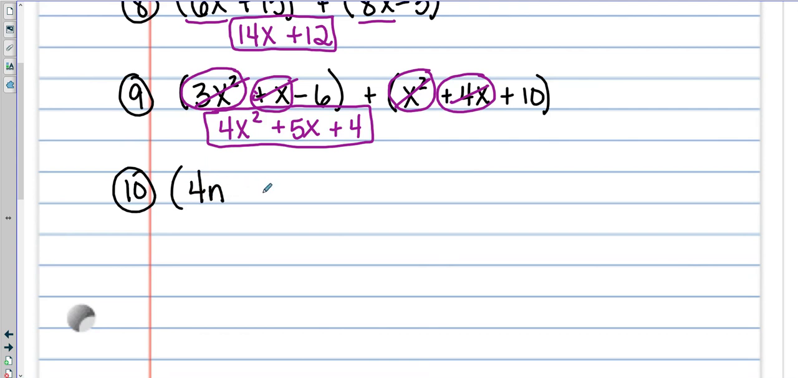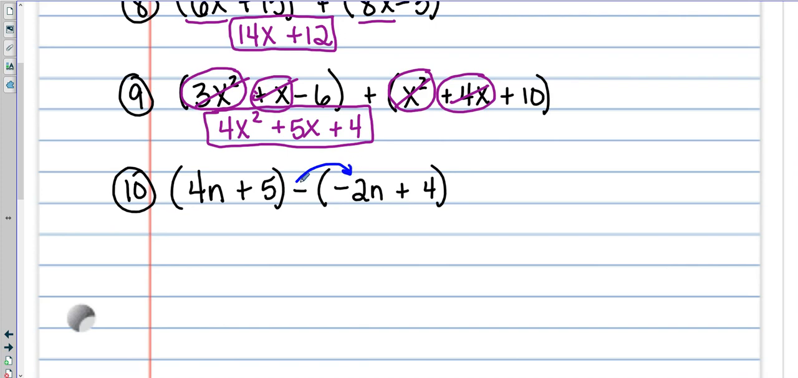4n plus 5, minus, negative 2n plus 4. Okay, so this one's a little different because now we have a subtraction. So we're actually subtracting the polynomials. So what we're going to do with this subtraction is we're going to distribute it into the second polynomial.